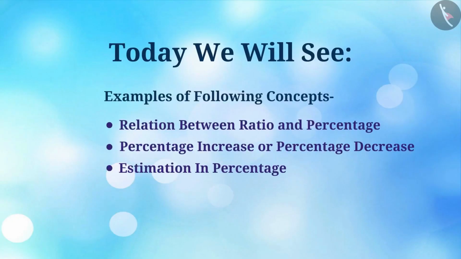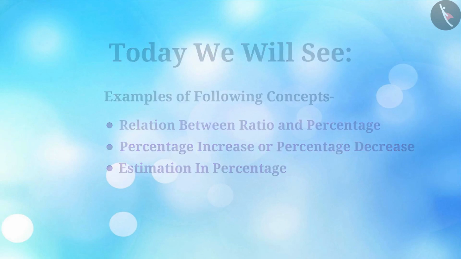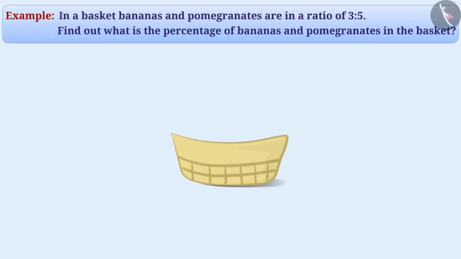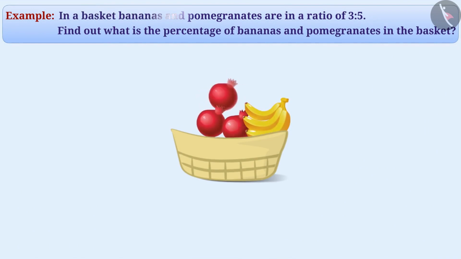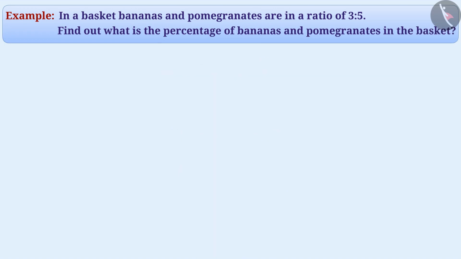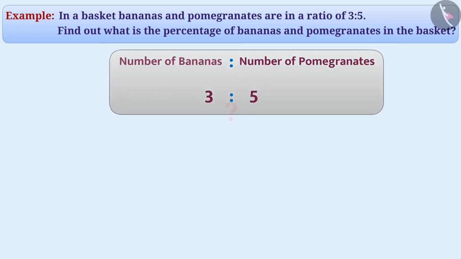Today we will see examples of the following concepts. In a basket, bananas and pomegranates are in the ratio of 3:5. Find out what is the percentage of bananas and pomegranates in the basket. It is given that the ratio of number of bananas to the number of pomegranates is 3:5. Can you tell what this means? Think.